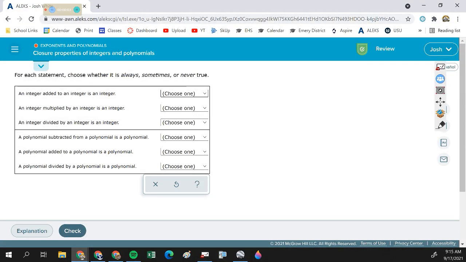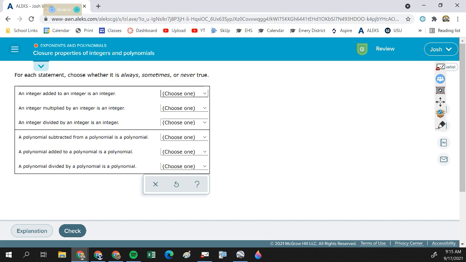Now we're working on 2.2. This question deals with closure. Closure means if you take something and combine it with something similar, do you end up with something that is similar to the other two? Which doesn't make a lot of sense, but it's kind of like saying if you breed a dog with a dog, do you get a dog?